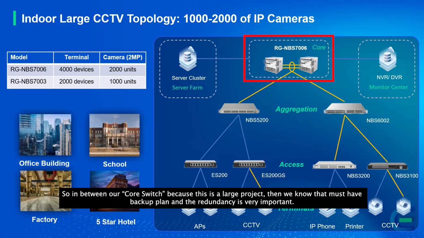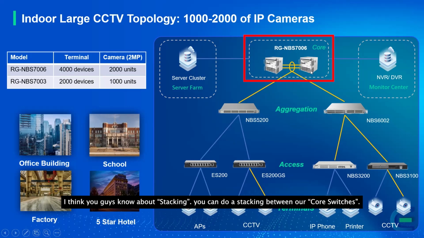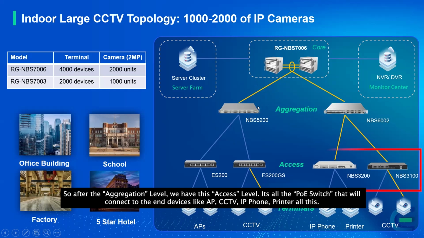Yeah, so in between these core switches, because this is a large project, we know that the backup plan and also redundancy are very important. So between our core switches, you're able to do what we also call a virtual cluster. In some places we call it stacking. Yeah, so I think you guys know about stacking. You can do stacking between our core switches, and then we can have these aggregations. So what do I mean by aggregation? Aggregation means that you can use two ports connected to one switch to increase the bandwidth between the two switches. After the aggregation level, we have this access level. Access level is all the PoE switches that will connect to your end devices like APs, CCTVs, IP phones, printers, all this.